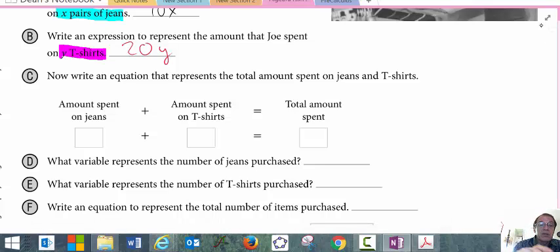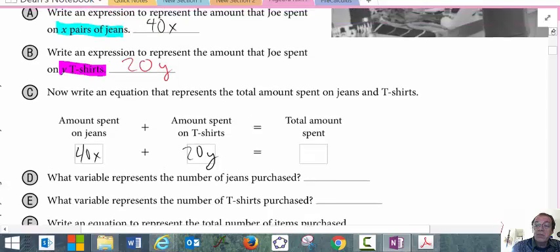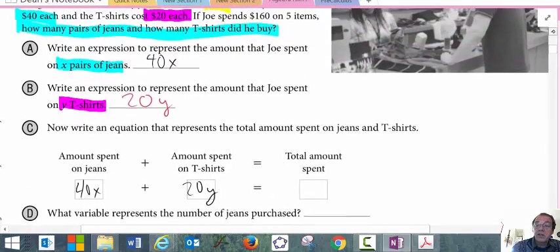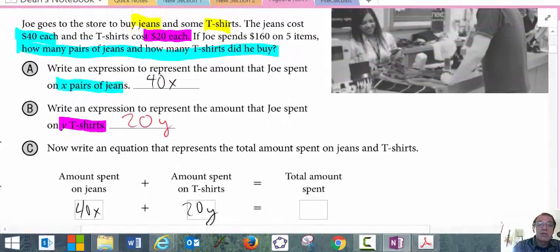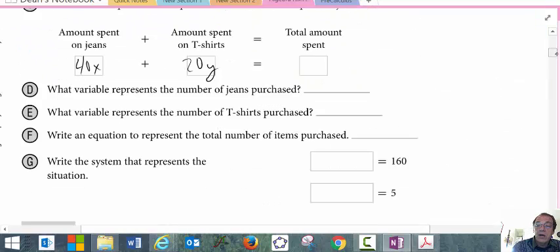So now we're going to put the amount spent on the jeans, which was 40x, plus the amount spent on the t-shirts, which is 20y, and it tells us the total amount spent. And the total amount spent, according to the question, is 160 bucks. So we're going to write down that it equals 160 right there.